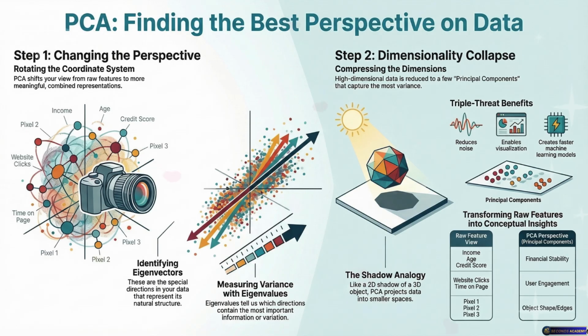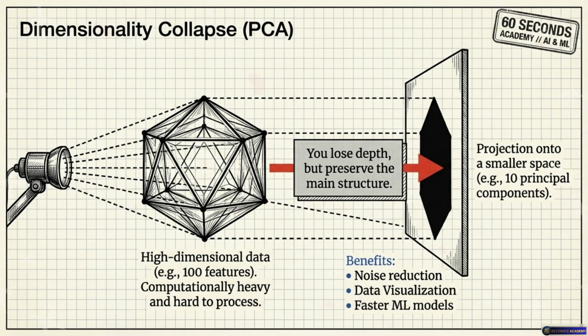Once PCA ranks these directions by their eigenvalues, what do we actually do with that information? We use it to ruthlessly delete data, but in a mathematically optimal way. When we throw away the eigenvectors that have tiny eigenvalues, we are intentionally reducing the dimensions of our dataset. We are dropping the axes that don't contain meaningful variance.